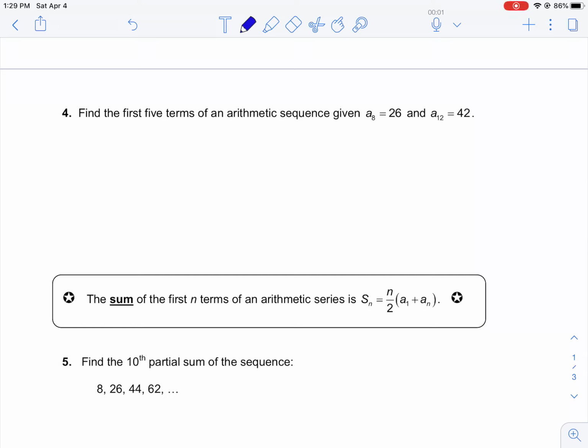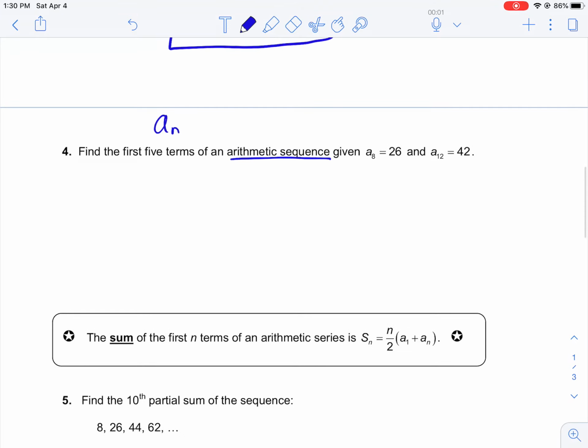Welcome to page 2. Let's take a look at question number 4. It says find the first 5 terms of the arithmetic sequence given this formula right here. All right, I'm just going to remind us all of this formula: a sub n equals a sub 1 plus d times n minus 1.